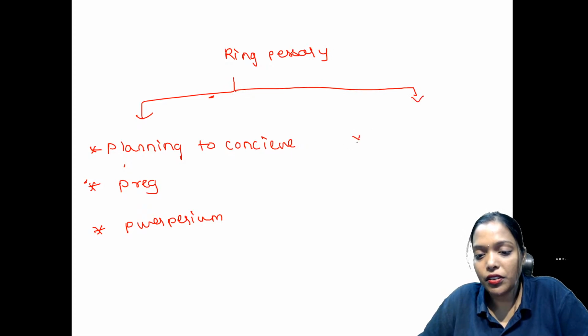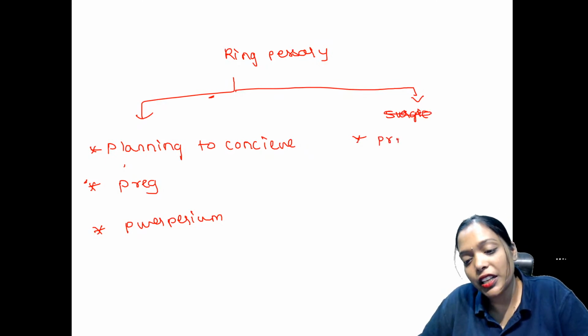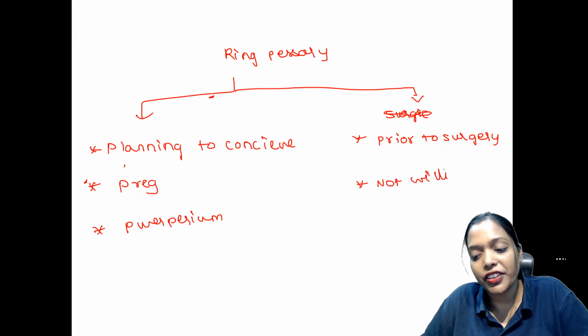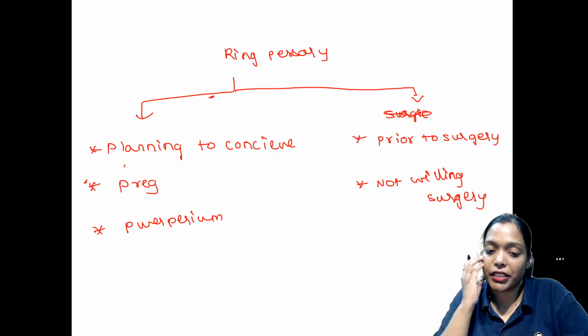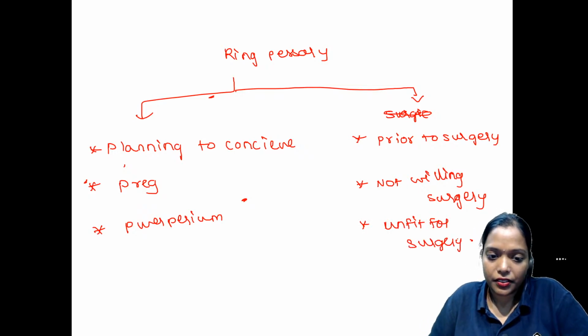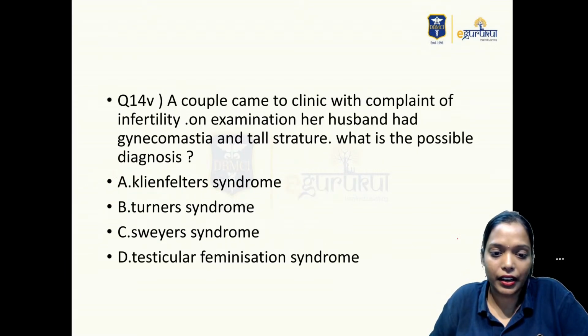Next, coming to the surgical management, where all do we use it? Prior to surgery, if they have a decubitus ulcer, not willing for surgery, and unfit for surgery. This is how I remember. So you can remember the indications for pessary: 3 surgery related, 3 pregnancy related. Unfit for surgery, right? So here you can insert the pessary for temporary relief for her.